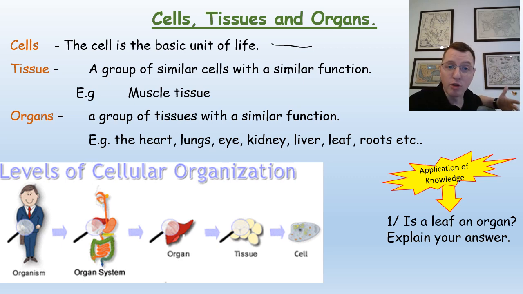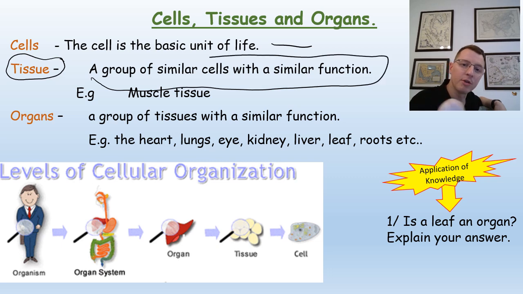And if we take a group of similar cells with a similar function and put them together, this is a tissue. This particular definition here is very, very important. It's often asked in exam questions, so please make certain you memorize it. A tissue is a group of similar cells with a similar function. An organ is a group of tissues with a similar function. For example, the heart, the lungs, the eyes, they are all made up of different tissues with similar functions.